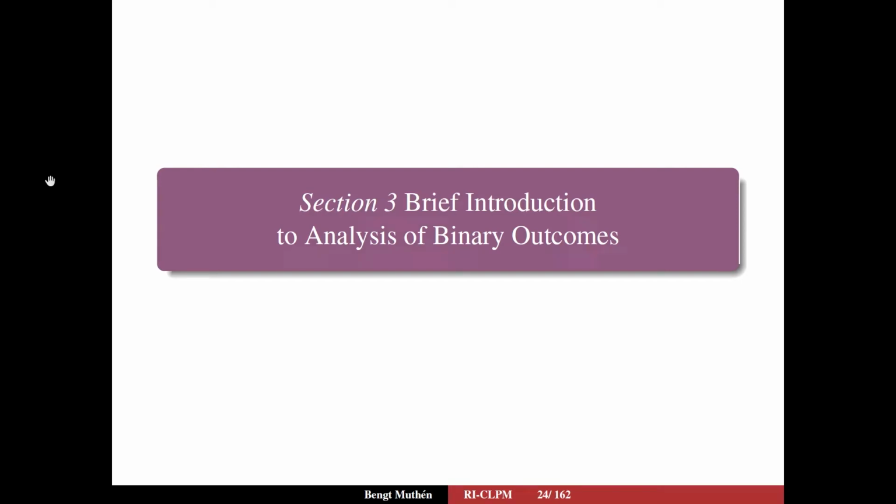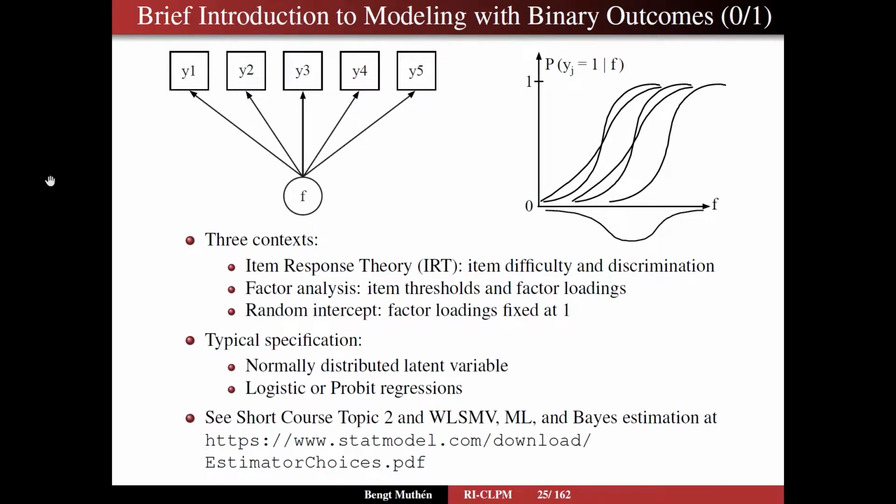In section 3, I give a brief introduction to the analysis of binary outcomes. If you look at a model graph, top left here, we have a latent variable f influencing 5 observed variables. In this case, the 5 observed variables are binary. And the question is, what should we mean by these arrows from f to the y's?